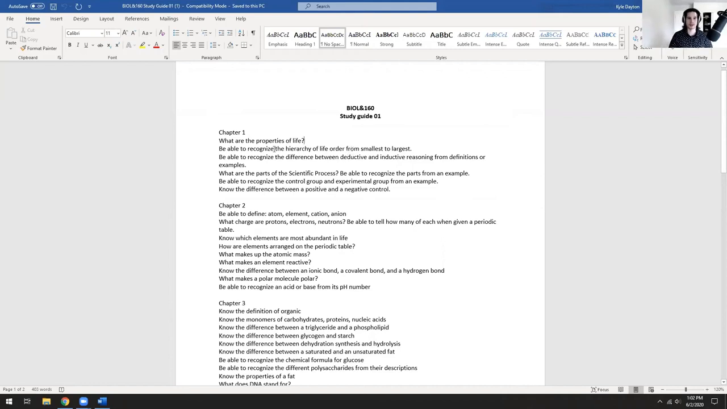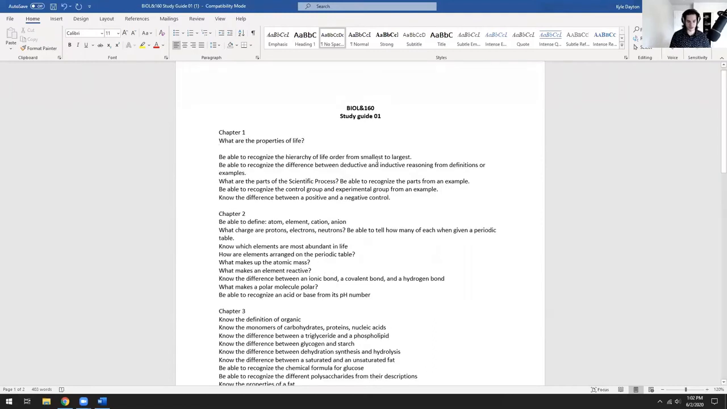So, properties of life. This is something that's so rudimentary, I'm probably not going to have it on the final, but do you guys remember the general ideas of what constitutes something as living? Can reproduce. You remember that? Can reproduce. What else do we have?